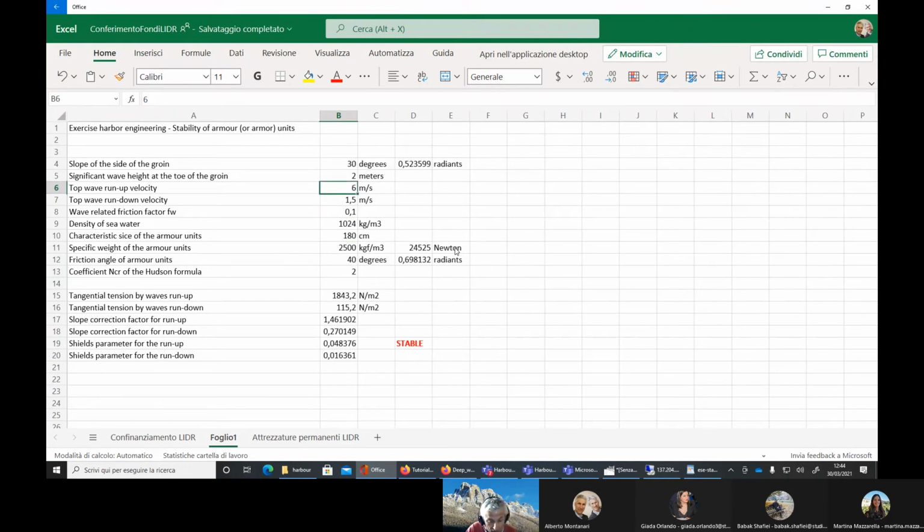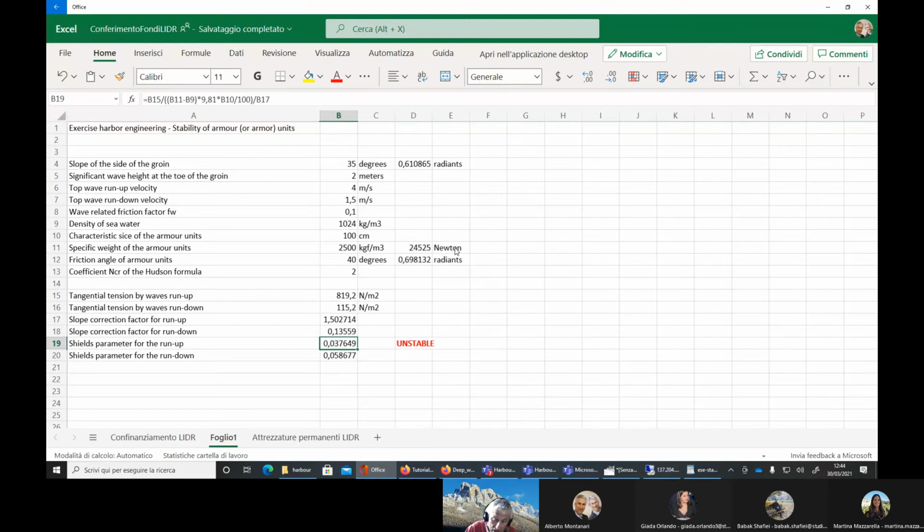So let's go back to the original run-up velocity and the original size of the units. Let's look at the slope of the groin. If I bring the slope to 45 degrees, or let's put it to 40 degrees, sorry, or 38, because you cannot put the side slope greater than the friction angle. So in this case, if I bring it from 30 to 38, but even if I bring it to 35, you see that it remains stable for the run-up.